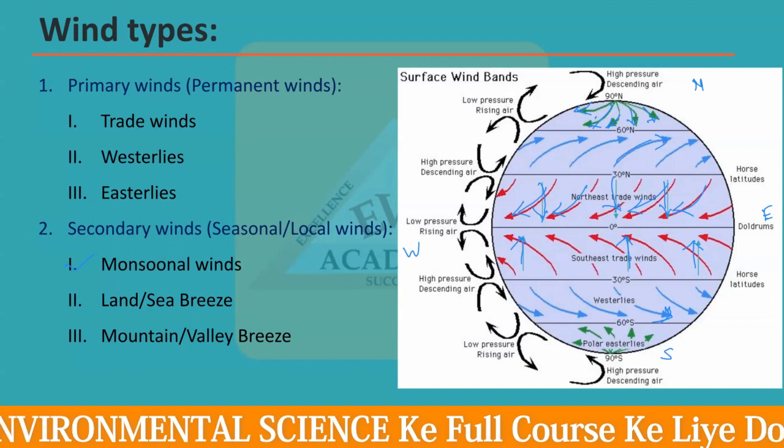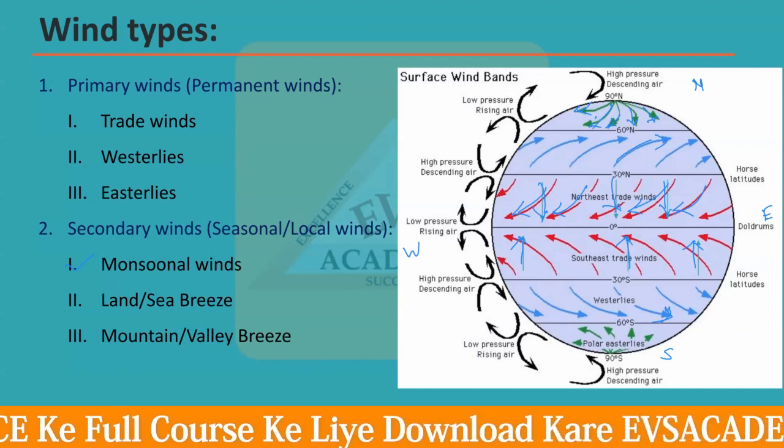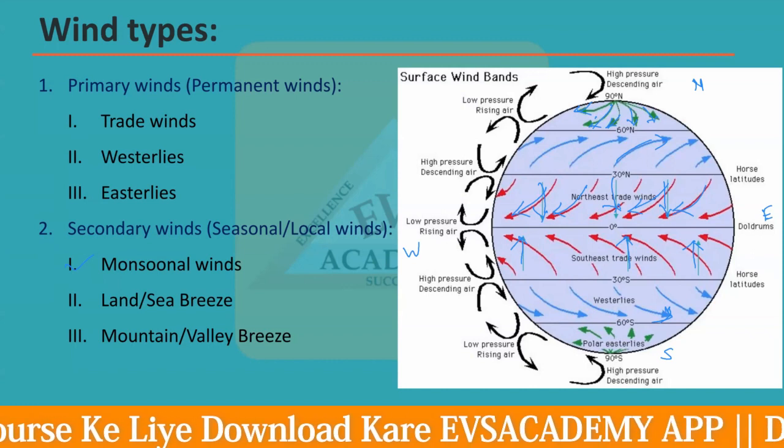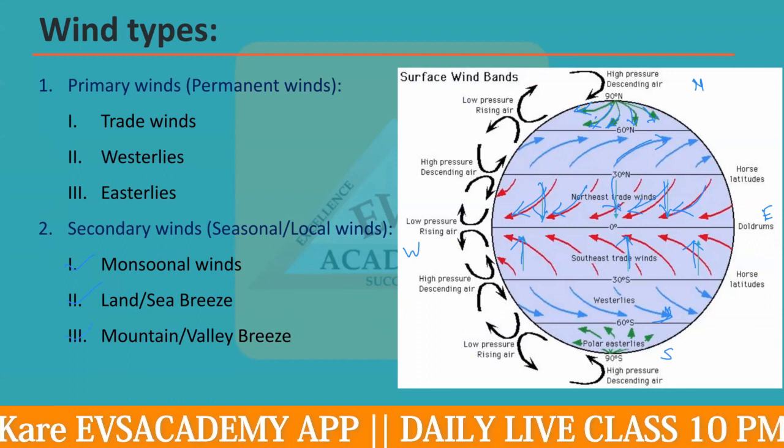Monsoon comes from the word Mausim, which basically means weather. Due to the weather, due to the season, the winds are coming. These are the monsoonal winds. Then we have another type, the land and sea breeze. And another type we have is the mountain and valley breeze.